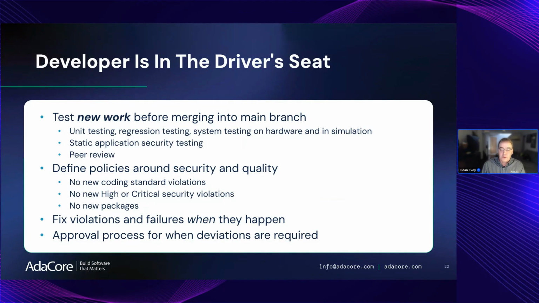But if you start to use DevSecOps in static code analysis the way we recommend, work gets tested before you even merge to the main branch. So you can do peer review, as I kind of waved my hands about in the previous slide. You can do your static application testing on your desktop or in your local sandbox. You can do all of this stuff either on hardware or in simulation, depending on what kind of testing you do on the desktop. You can even bake in policies around security and quality.